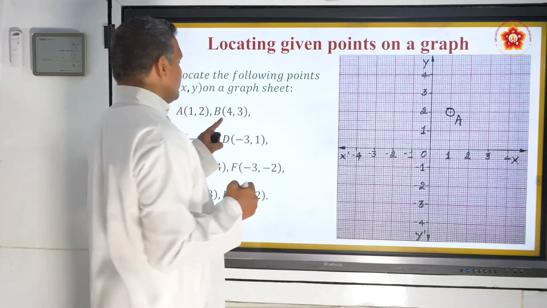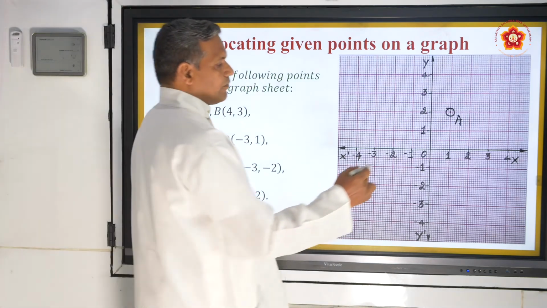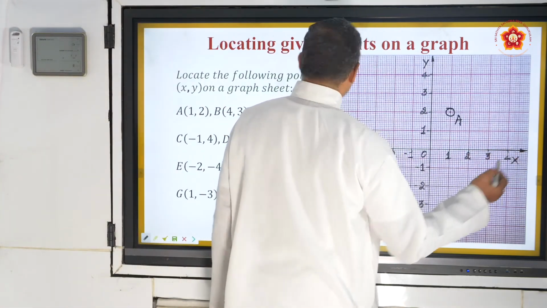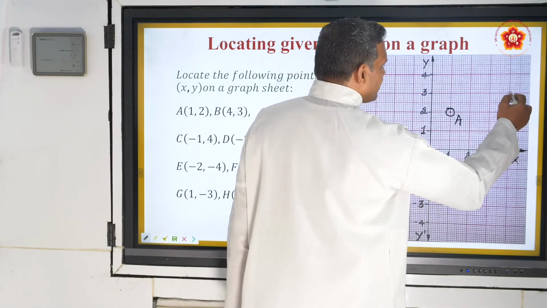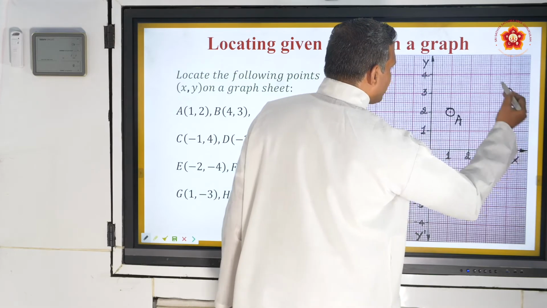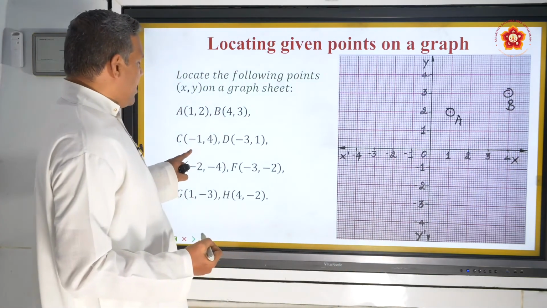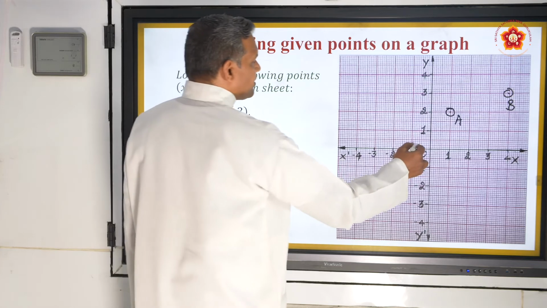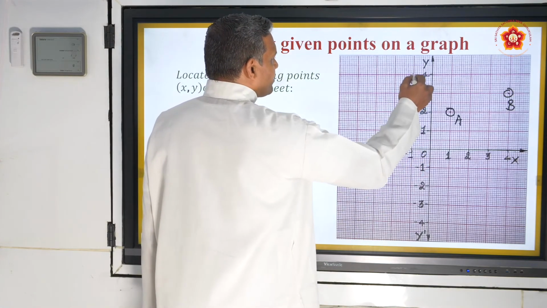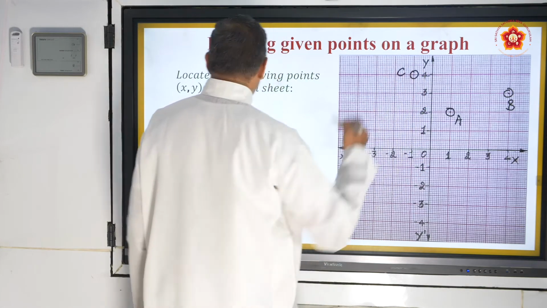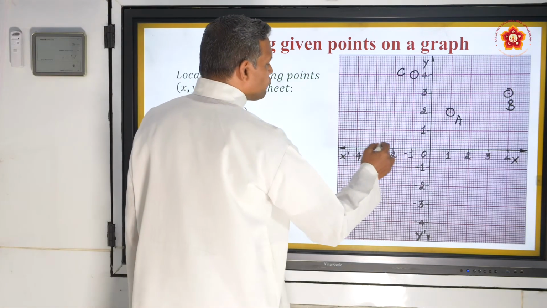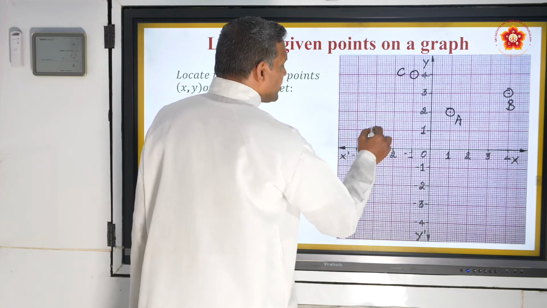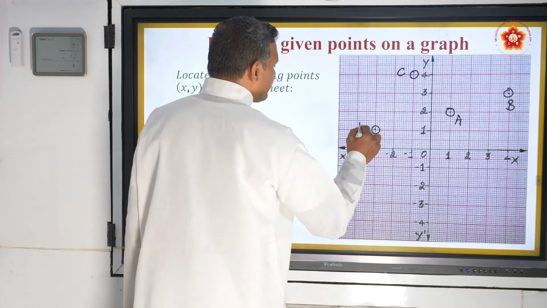Next point is 4, 3. 4 is here: 1, 2, 3, 4, and then positive 3 comes here. This is my second point, I call it B. Next is C: minus 1 comma 4. So minus 1 is here and positive 4 is here. I call it C. Next is minus 3 comma 1. Minus 1, minus 2, minus 3 comma 1. I locate this and call it D.